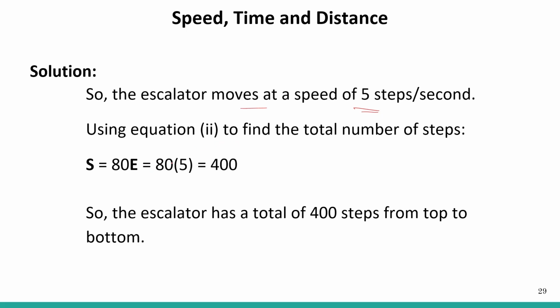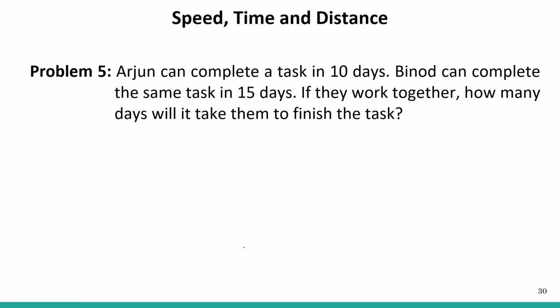Using equation 2 to find the total number of steps, that's s here, that is equal to 80e. That is 80 into 5, which is equal to 400 steps. Okay, so the escalator has a total of 400 steps from top to bottom.